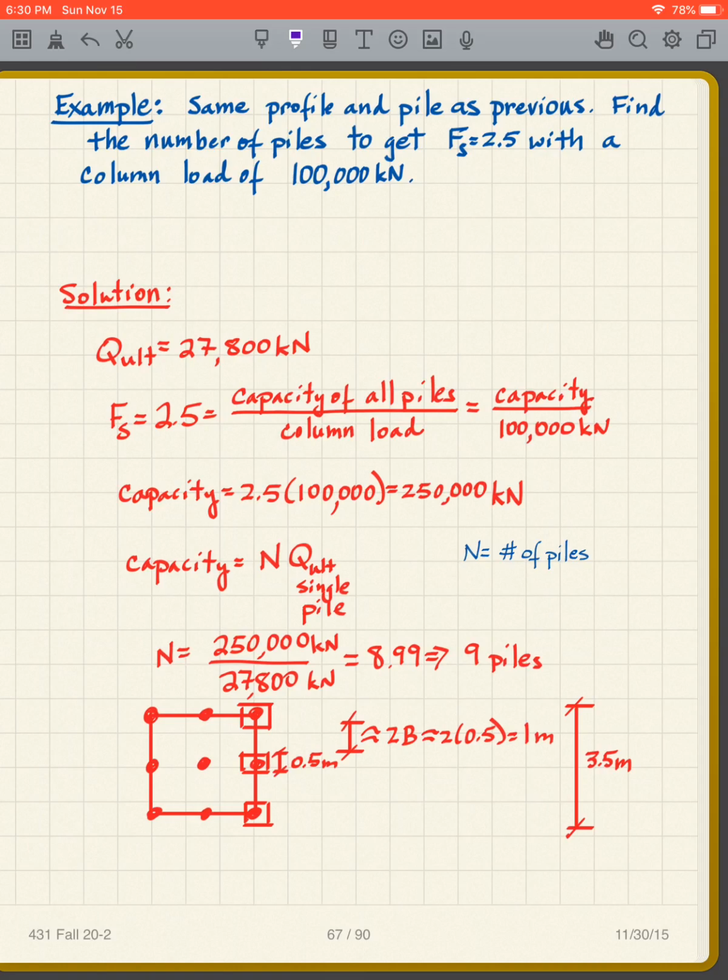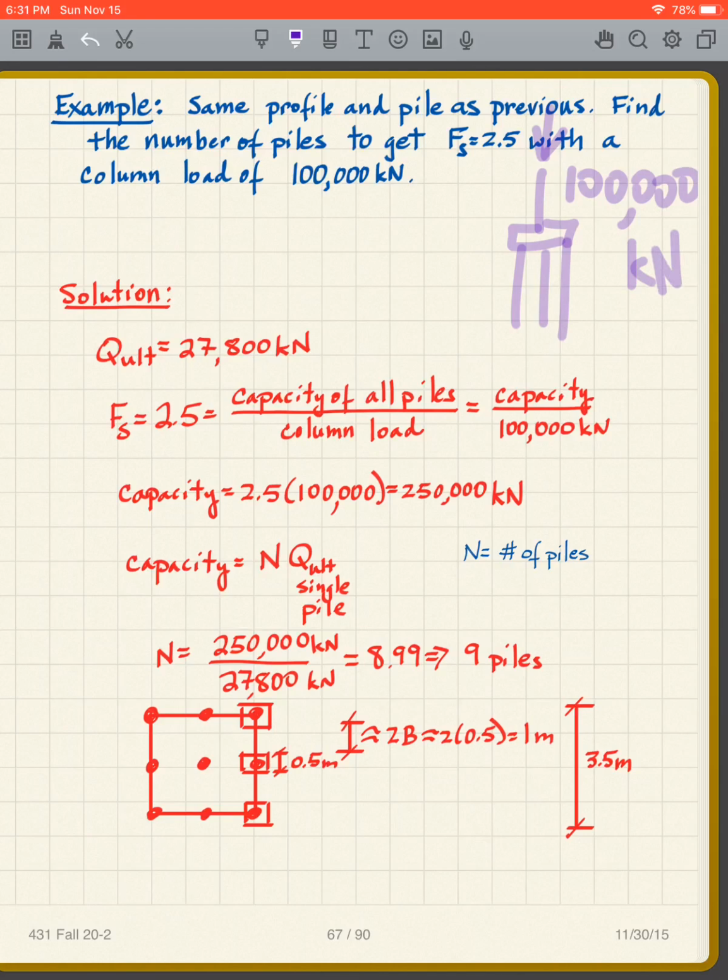Okay, now we're looking at the same profile and the same pile as we previously had. So same problem, but now I want to find the number of piles to get a factor of safety of 2.5 if my column load is 100,000 kilonewtons. So in other words, I've got my pile cap here, my column and my pile cap, and I'm applying 100,000 kilonewtons there. I want to know how many piles I need here. What's the number of piles there?